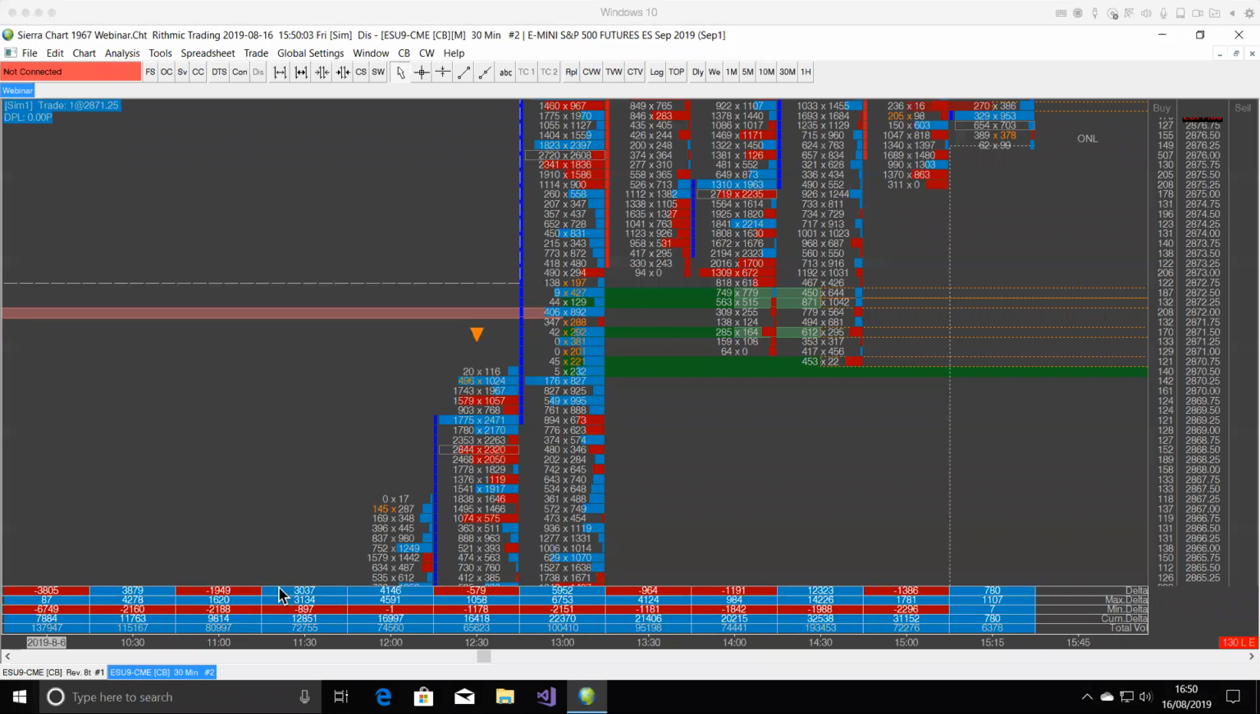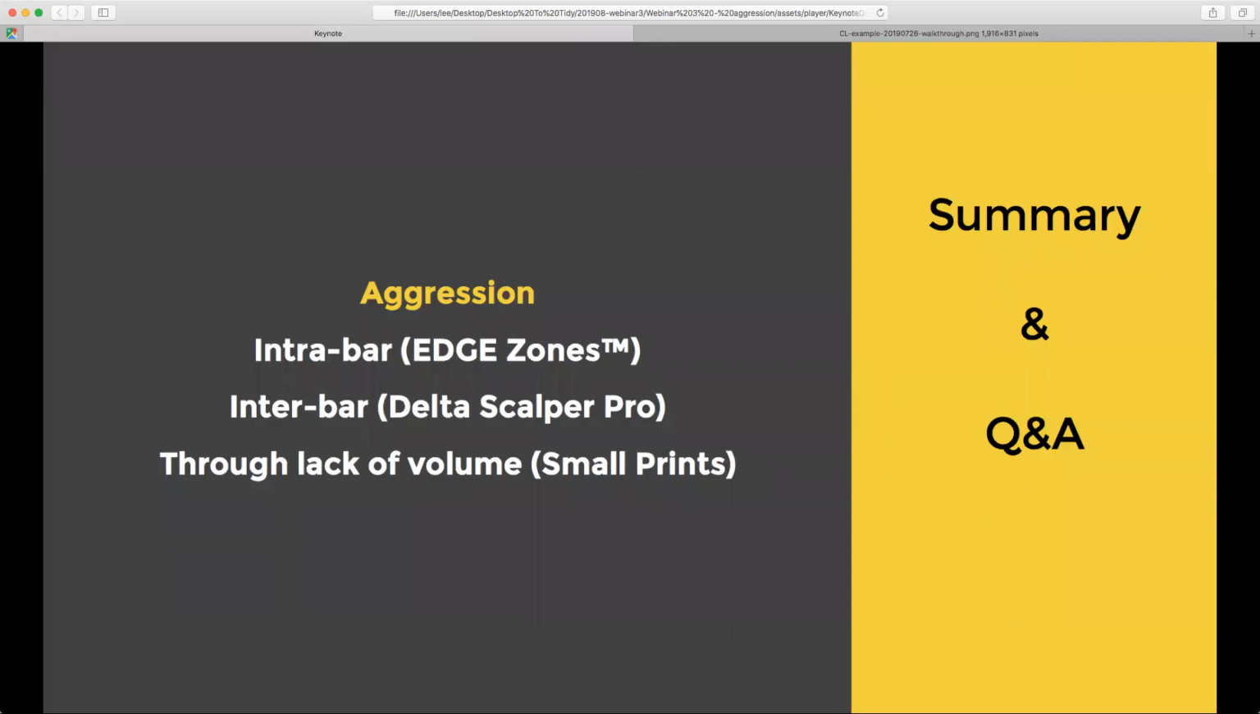So what we have walked through in the past hour or so, just coming up to the hour, is how we can use edge zones to highlight aggression intrabar at specific price levels using bid-ask imbalances and some subtle filtering using the absolute volume, the delta volume. Then how we can take account of the fact that our bar period is arbitrary. So we care about aggression between bars. That's what Delta Scalper Pro does.